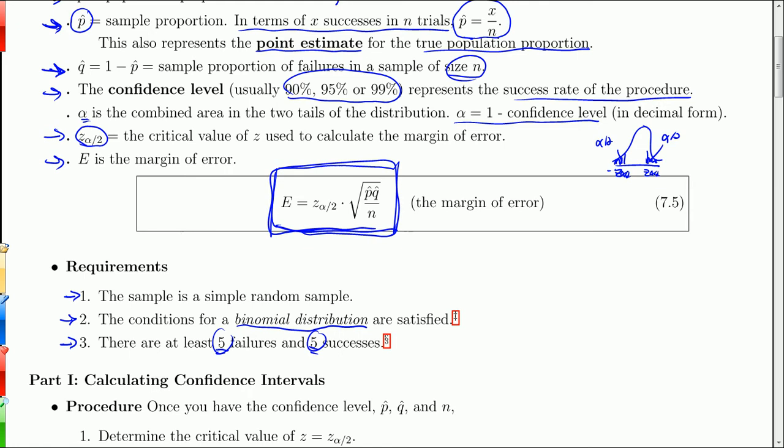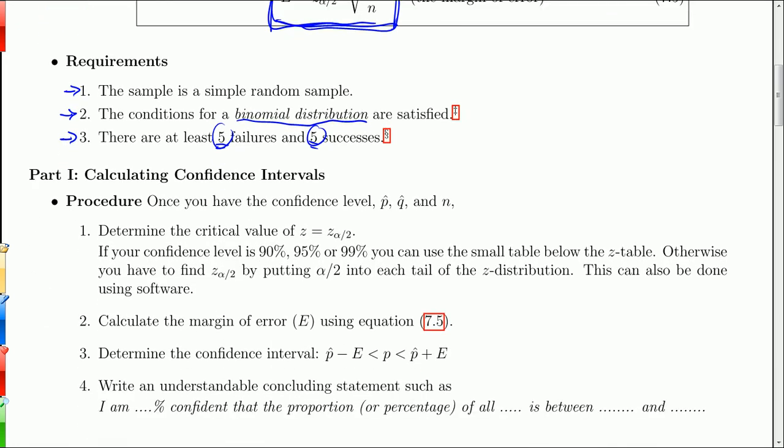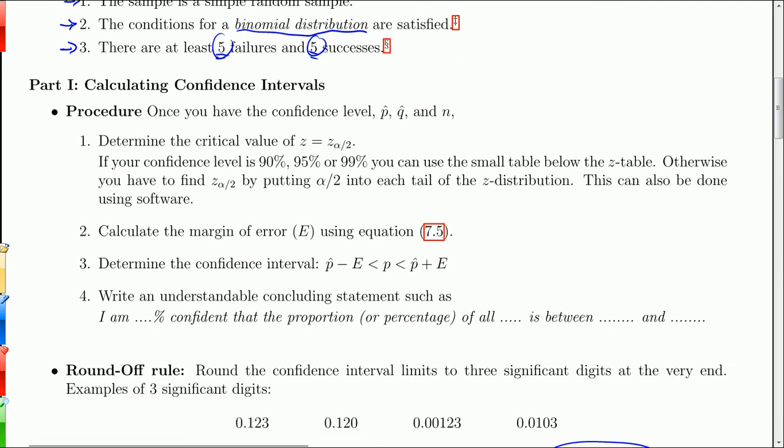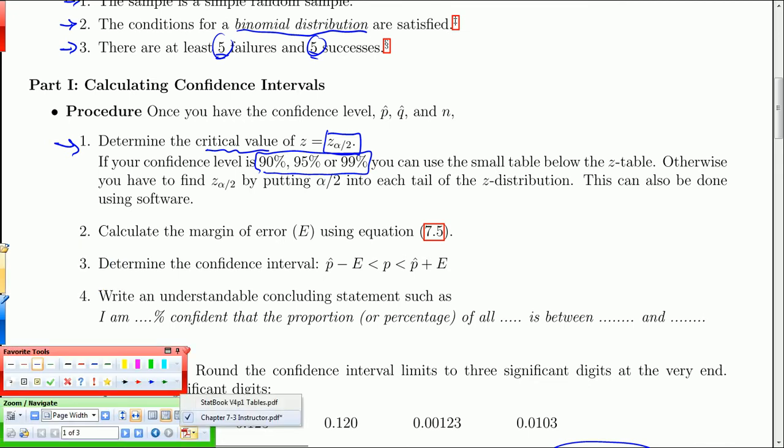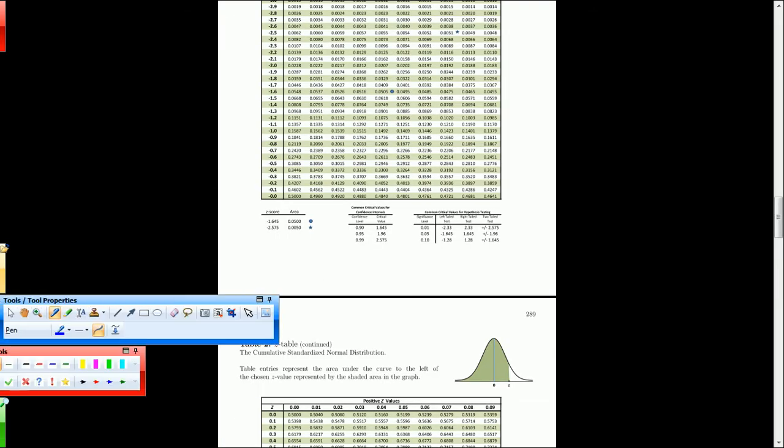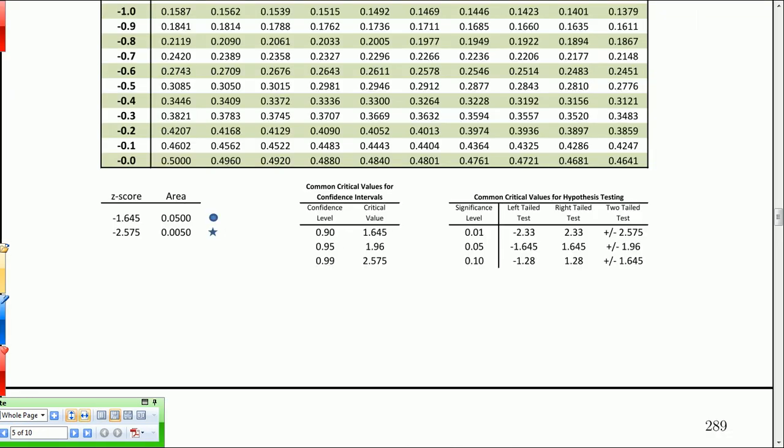All right. Calculating the confidence interval. The procedure is identical to the last section. I need to determine my critical value. We denote that with z sub alpha over 2. And if you're dealing with one of the popular confidence levels, you can use the small table below the z table. And that small table is located right here.